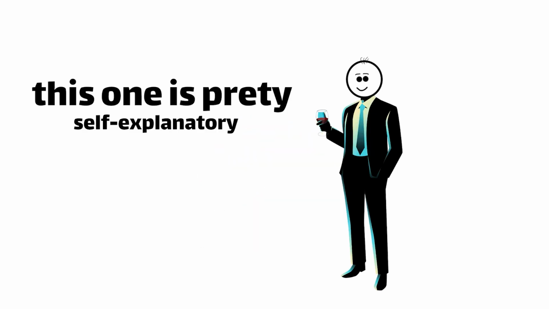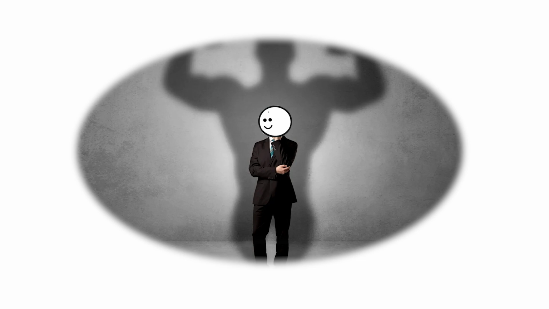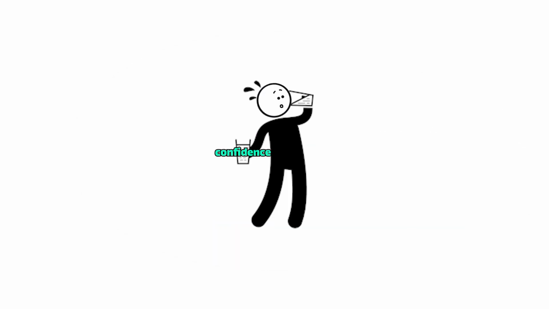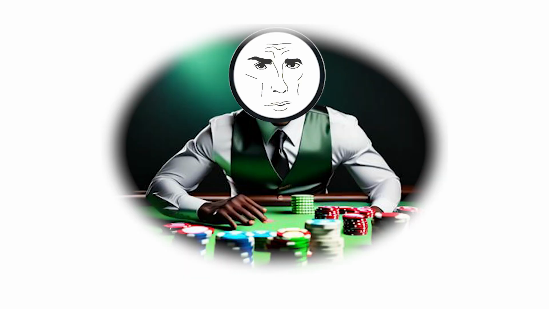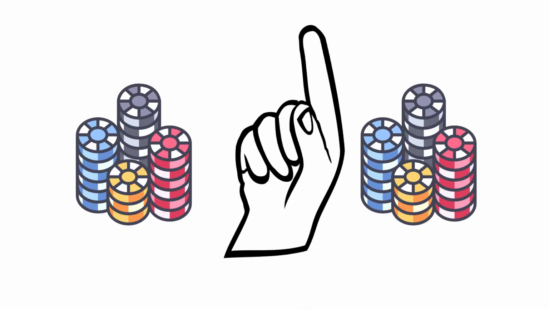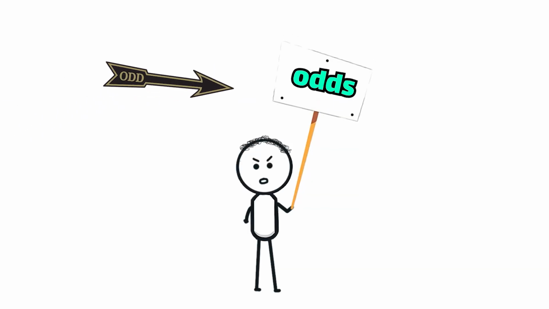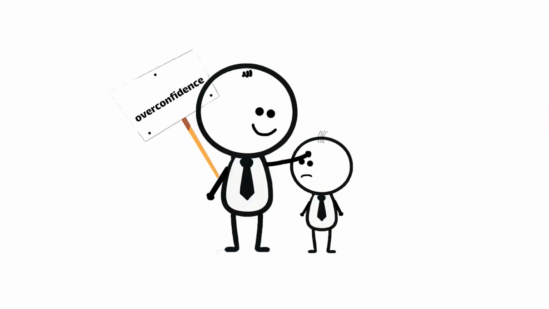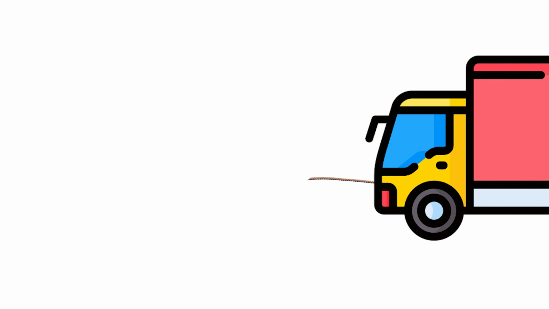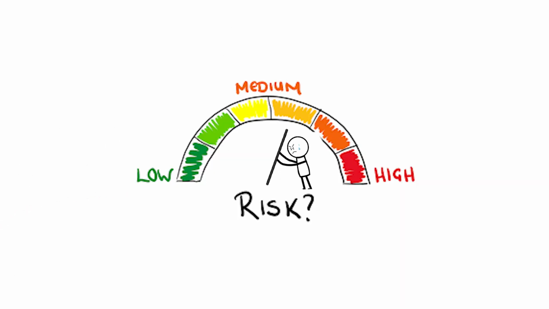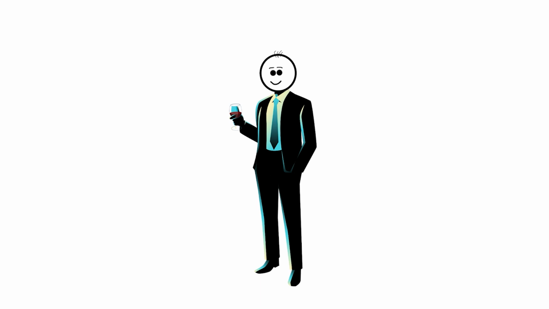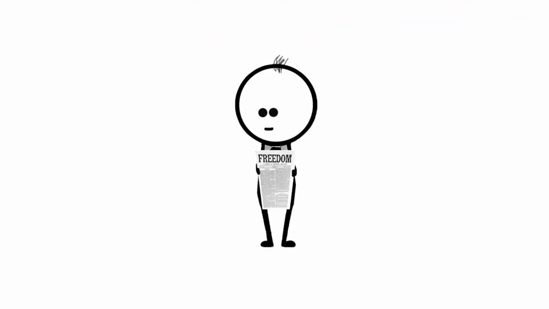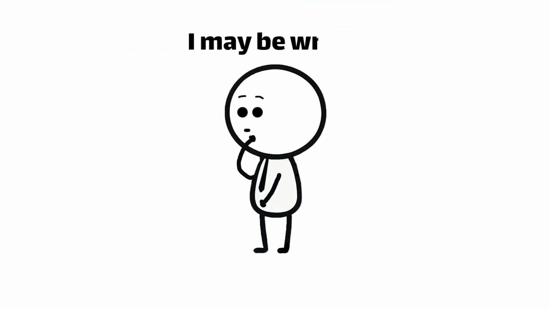This one is pretty self-explanatory. The overconfidence bias refers to our tendency to have excessive confidence in our own abilities, judgments, and decisions. Like that guy at the poker table who keeps raising the stakes, convinced he's got a better hand, even when the odds are against him. Overconfidence is why we often take on more than we can handle, or underestimate the risks involved in a decision. Some of us have such a sense of "it could never happen to me" that we don't stop to consider the possibility that we might be wrong.